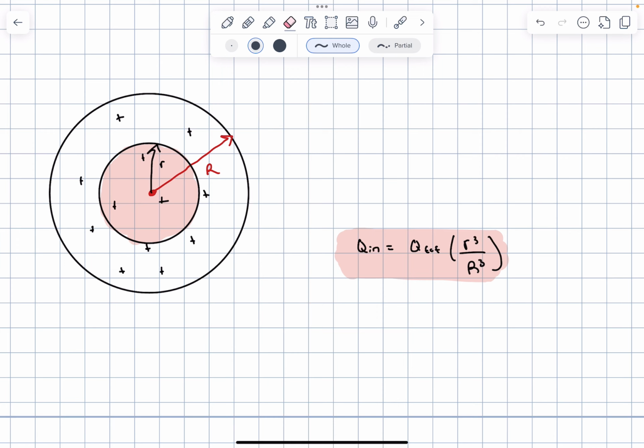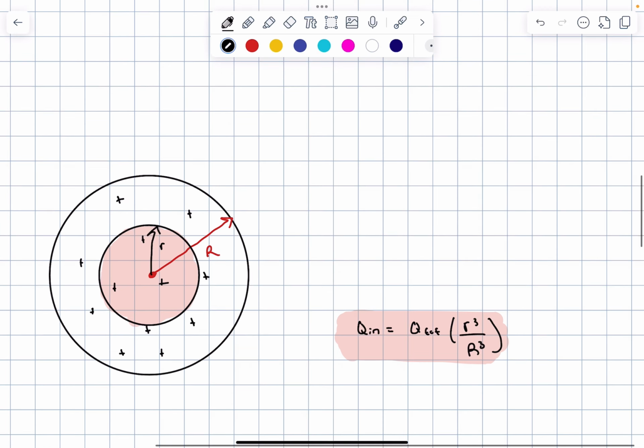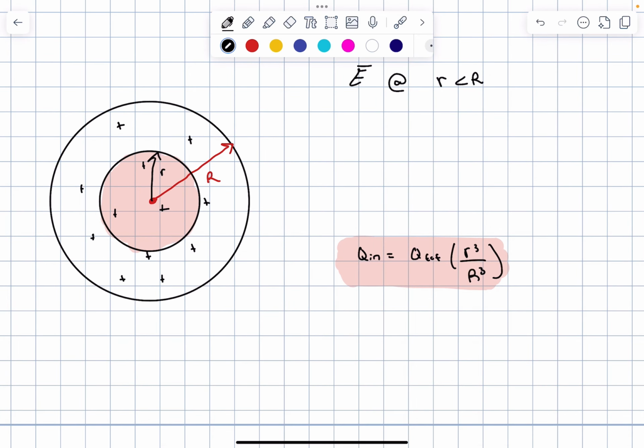Now, the second part of the question asks us to find the electric field at point r when r is less than capital R. They're asking us now to figure out what is the electric field along this radius here. Because we know the charge is distributed uniformly, the electric field at any of these positions that I'm drawing right now is going to be the same. It's going to have the same magnitude, and it's all going to be pointing radially outwards from the center.